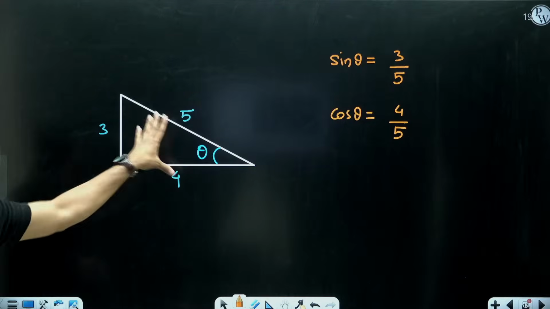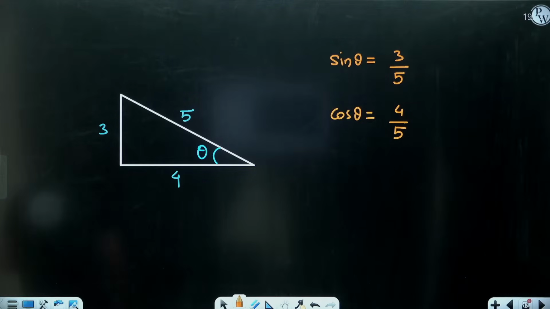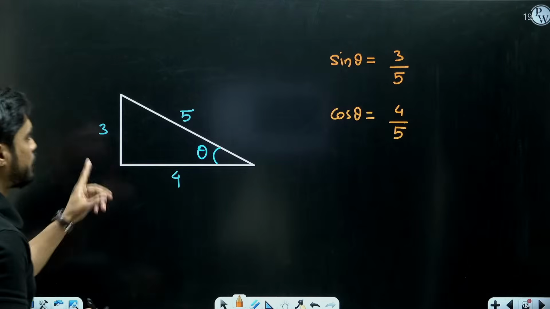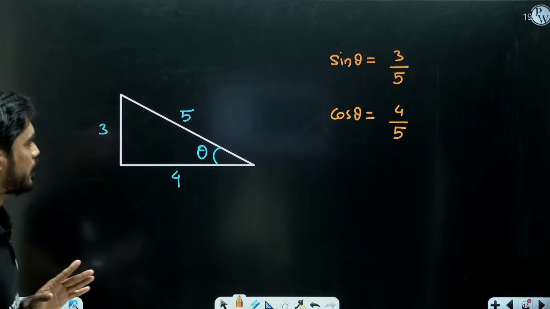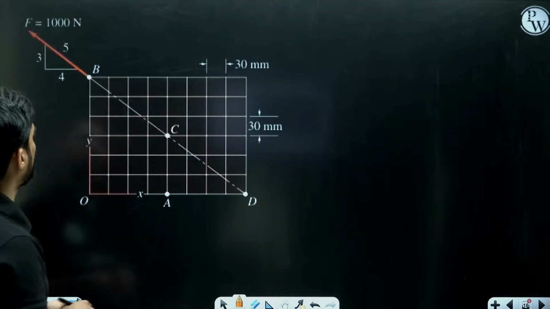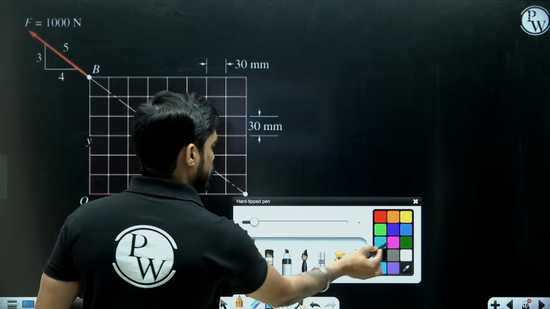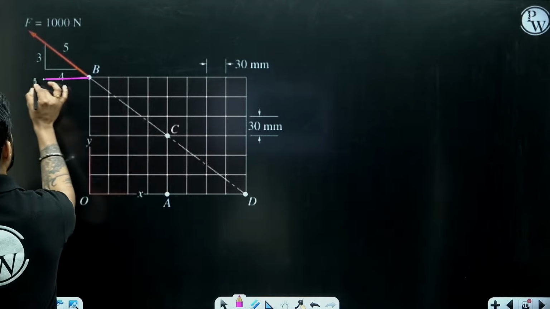So you have these types of triangles in order to calculate sin theta and cos theta easily. Sin theta is 3 by 5, cos theta is 4 by 5. Now we can resolve this force into two components.